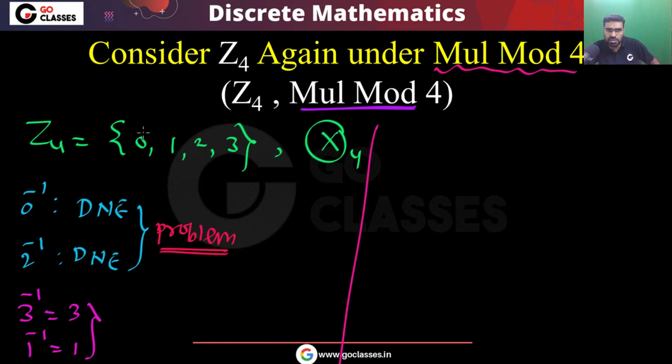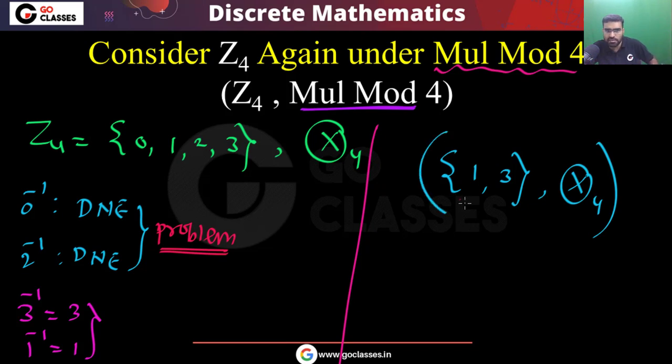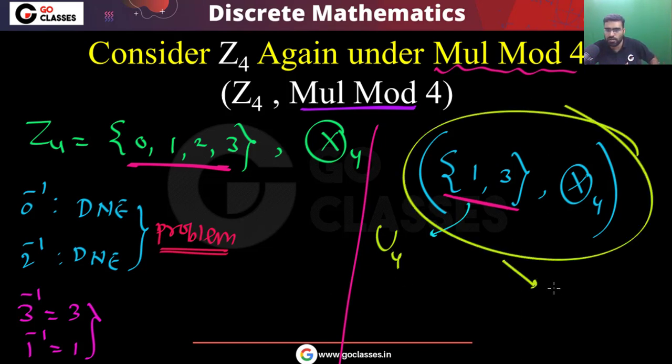So what you do, you remove these elements, 0, 2. You remove these elements. So what you will get? You will get 1, 3, with multiplication modulo 4. Now you cannot call it Z4, because Z4 is 0, 1, 2, 3. This is Z4. So let's call it U4. After some time I will tell you why this is called U4, but let's call it U4. The point is simple, this structure is a group.